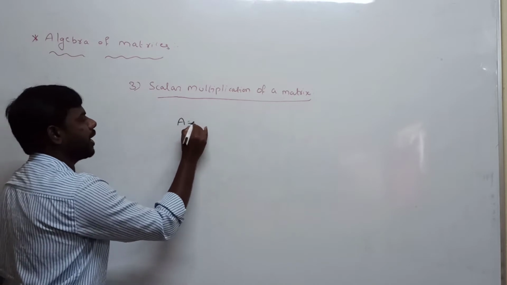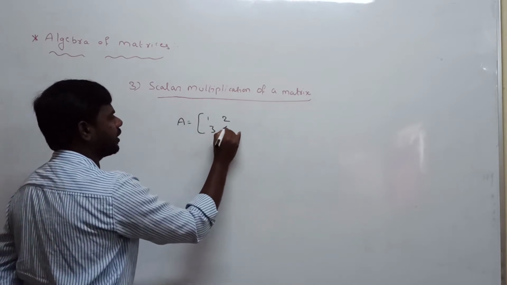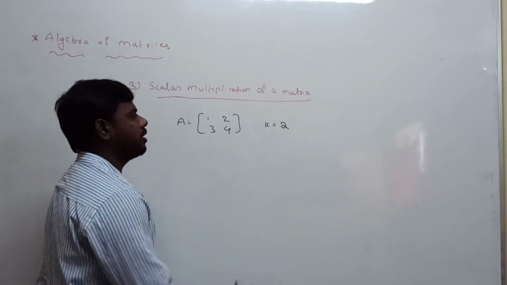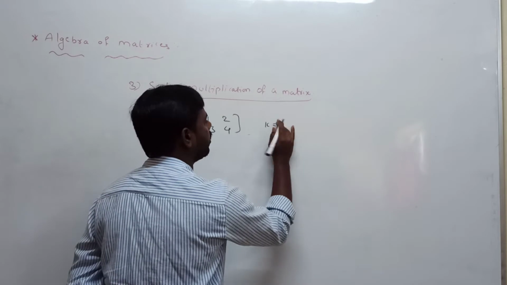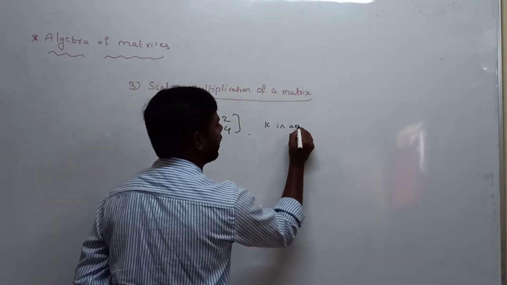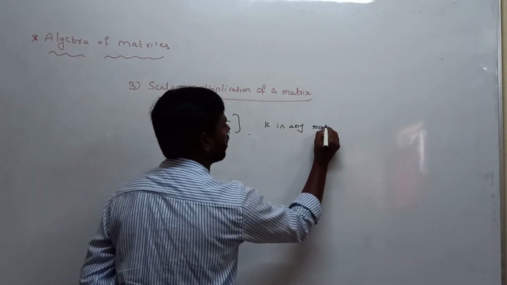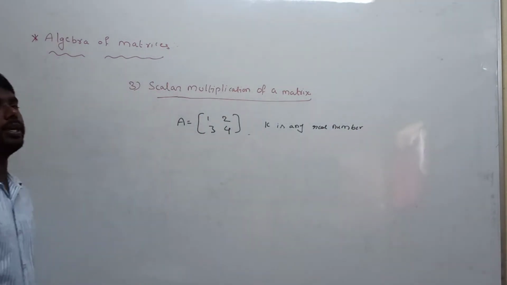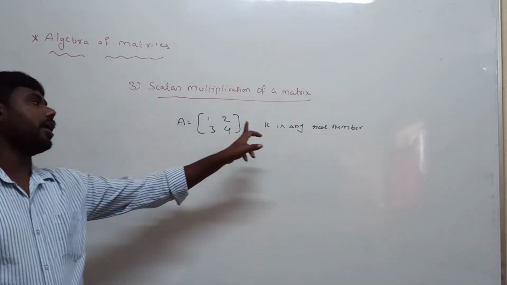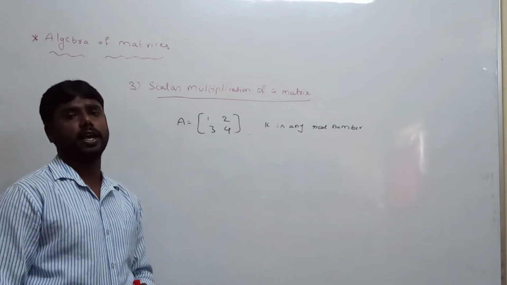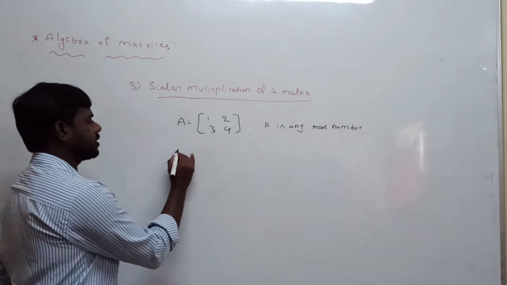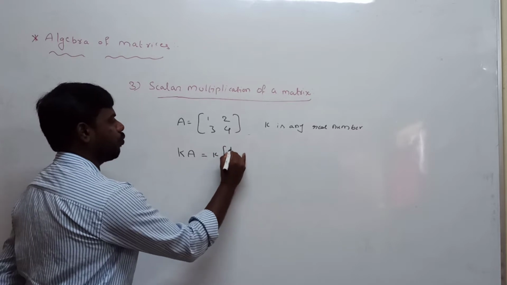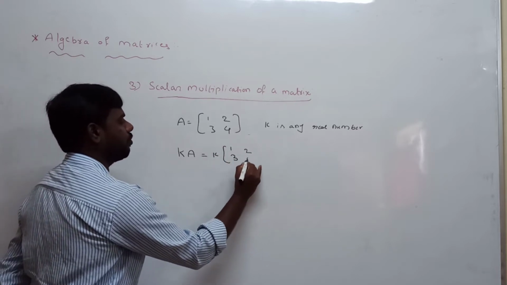If A is a matrix and K is any real number or constant value, K is any scalar, then another matrix is KA. Then K into A is K times the matrix 1, 2, 3, 4.